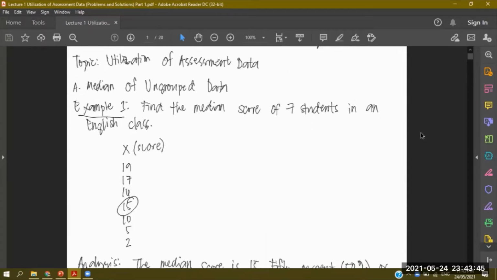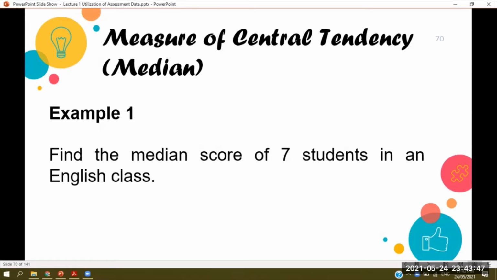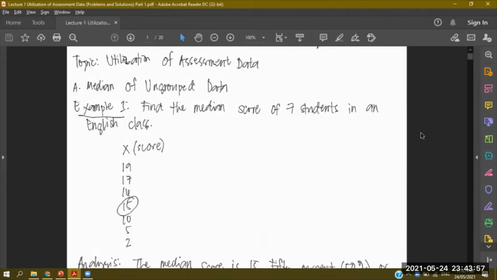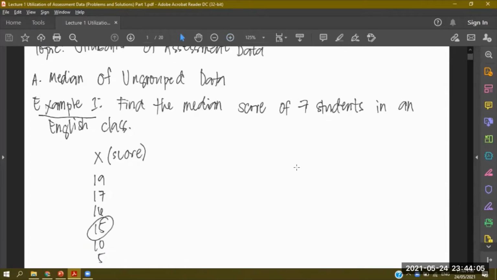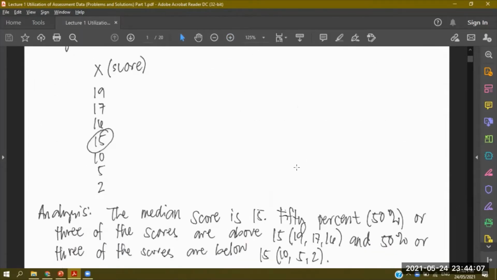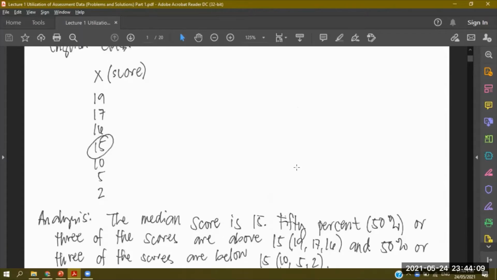Okay, so according to our example, find the median score of 7 students in an English class, and you answered 7 as an odd number, okay, because 7 really is an odd number. So ito yung arrangement ng ating score. Okay. So we have 19, 17, 16, 15, 10, 5, 2.